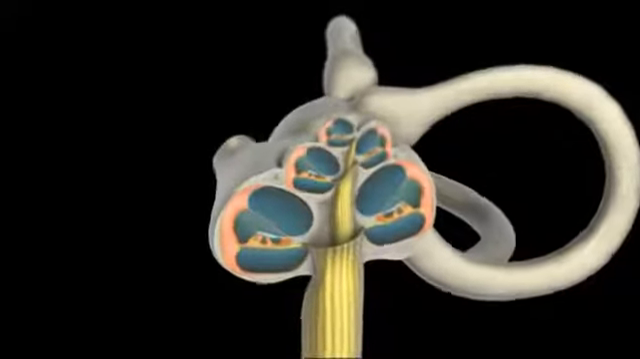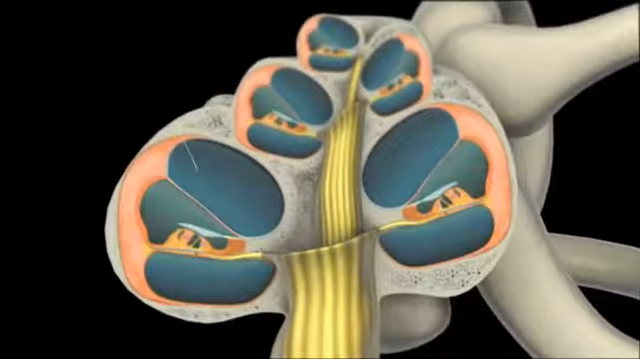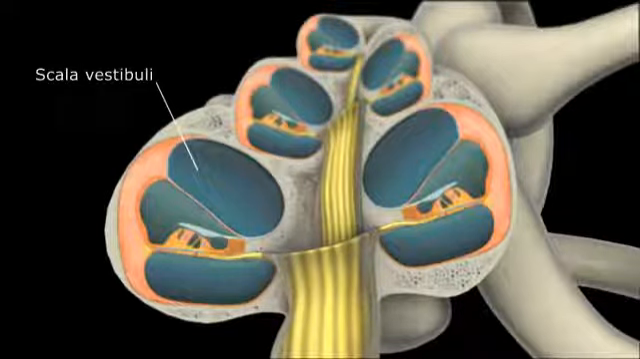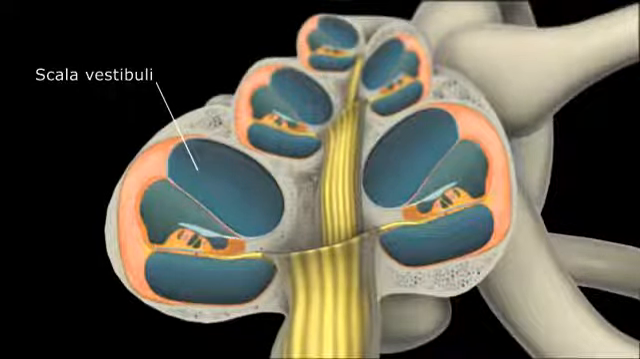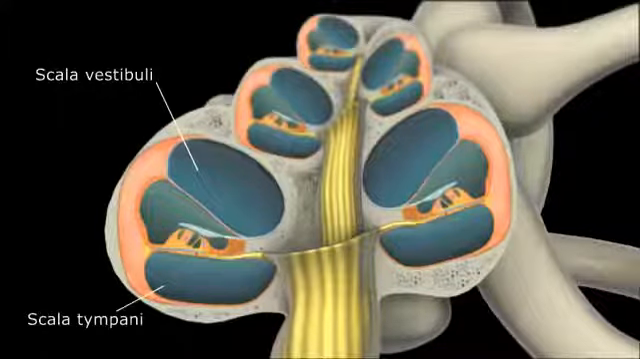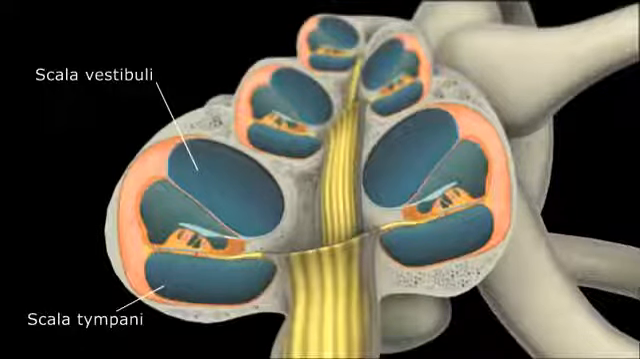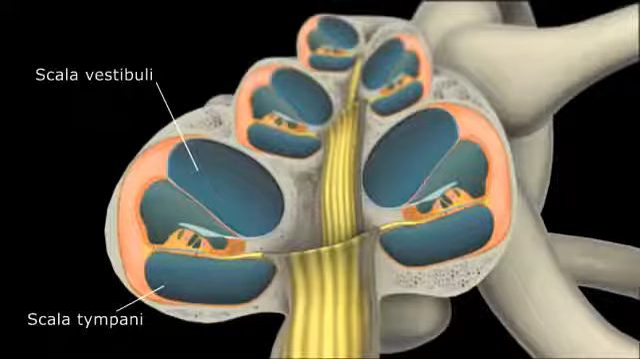In cross-section, the uppermost chamber is called the scala vestibuli. The oval window is situated at the base of this chamber. The lowermost chamber is called the scala tympani. At the base of this chamber is where the round window is located. Both the scala vestibuli and scala tympani contain perilymph.